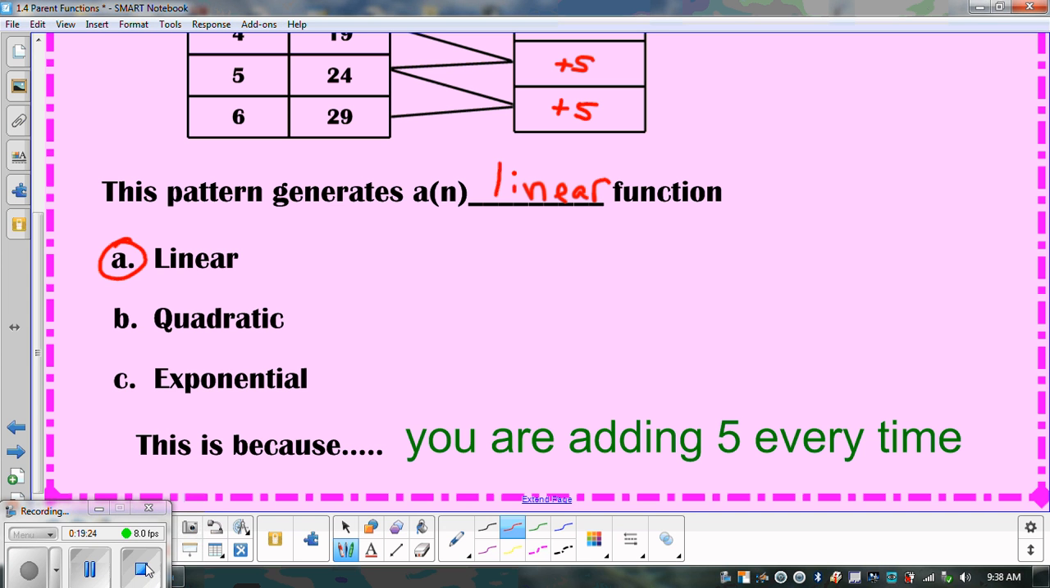So now you should be able to look at either a graph or a table and decide whether the function is linear, quadratic, or exponential, as well as give its domain and range.